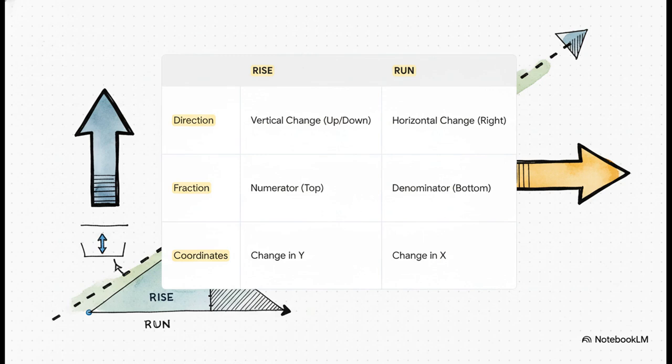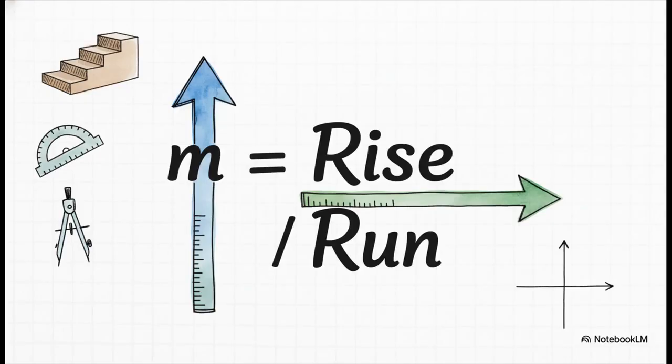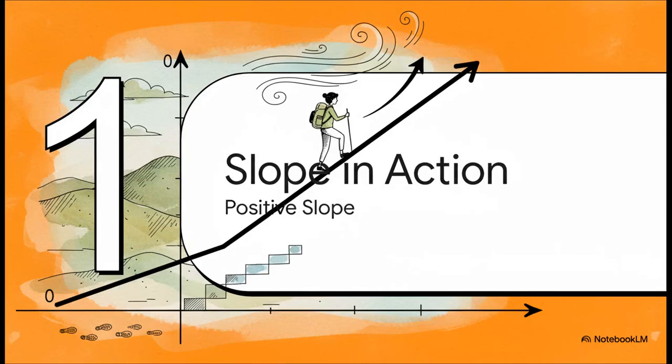Now, slope breaks down into two super important parts. First, you've got the rise. That's your vertical change, how much you go up or down. That's going to be the top of our fraction, the numerator. Then you've got the run, which is the horizontal change, always to the right. That's the bottom of our fraction, the denominator. And this all comes together in one beautifully simple formula: m equals rise divided by run. Seriously, that's it. This one little formula is all we're going to need to find the slope of any line on a graph.